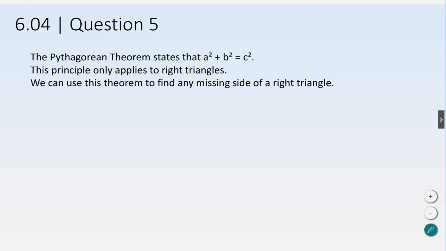And again, here's this last statement. We can use this theorem to find any missing side of a right triangle. So again, as we saw through some of those questions, those 3 statements should help you decipher what they're asking you in the various question 5s, because there's a number of different questions that you would get for number 5.